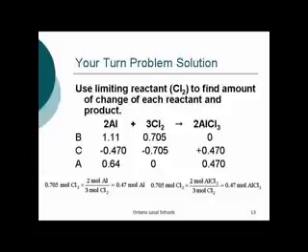We also want to, since we have the change line filled out, go ahead and calculate our final amounts in the after line. So for aluminum, we take 1.11 moles, our starting amount, minus the 0.470 moles that get used up, and we'll have 0.64 moles of aluminum left over. For Cl2, obviously we'll have 0 left over, and for the AlCl3, we started with 0, but we added 0.470 moles, so after the reaction is done, we'll have 0.470 moles of aluminum chloride.